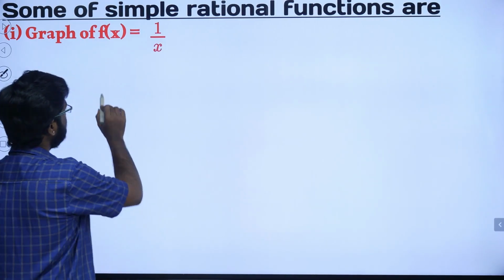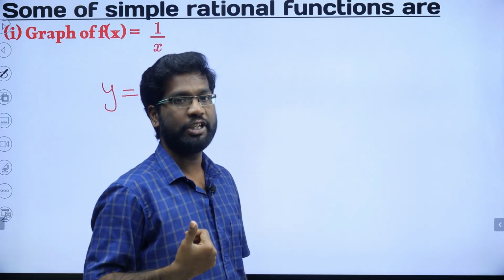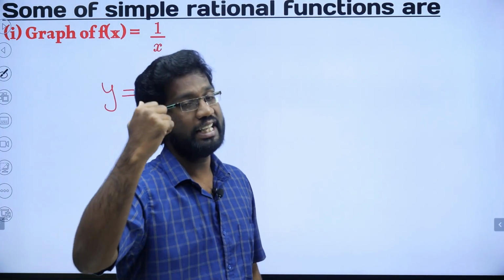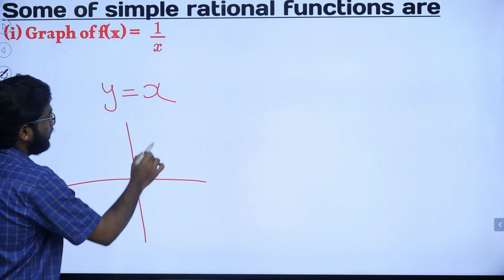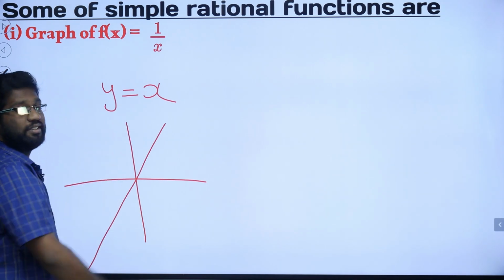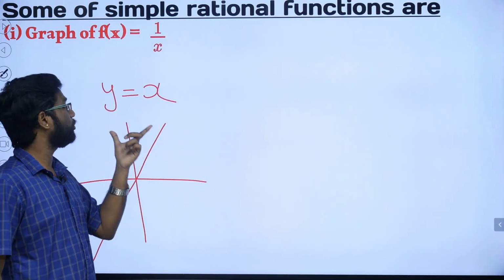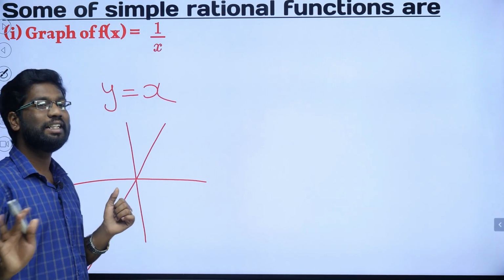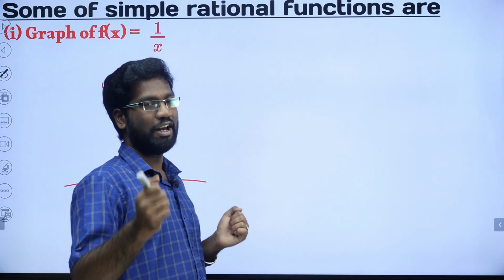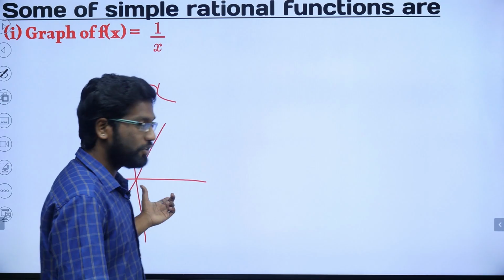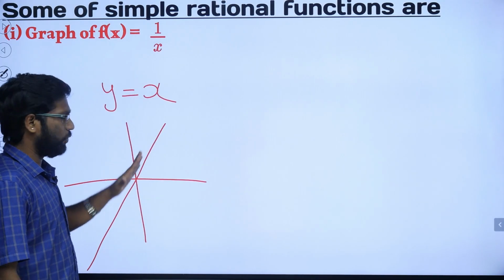Already I have said the identity function, which is y equals x, which means whatever input I give, the same output I'll get. That's what this identity function means. And I also already said this is the graph for the identity function. In the first lecture, I taught this identity function in depth. If you are very interested to learn graphical transformation, please go and watch that lecture. So y equals x, that's the identity function.